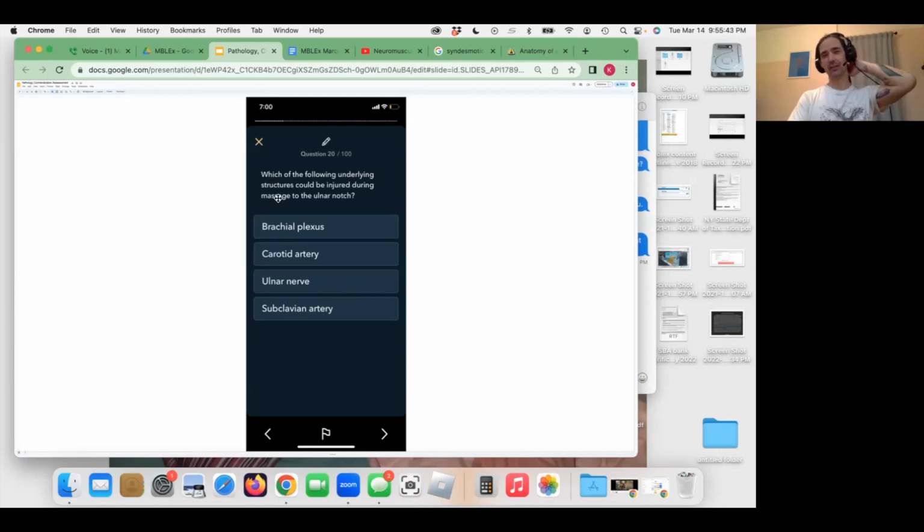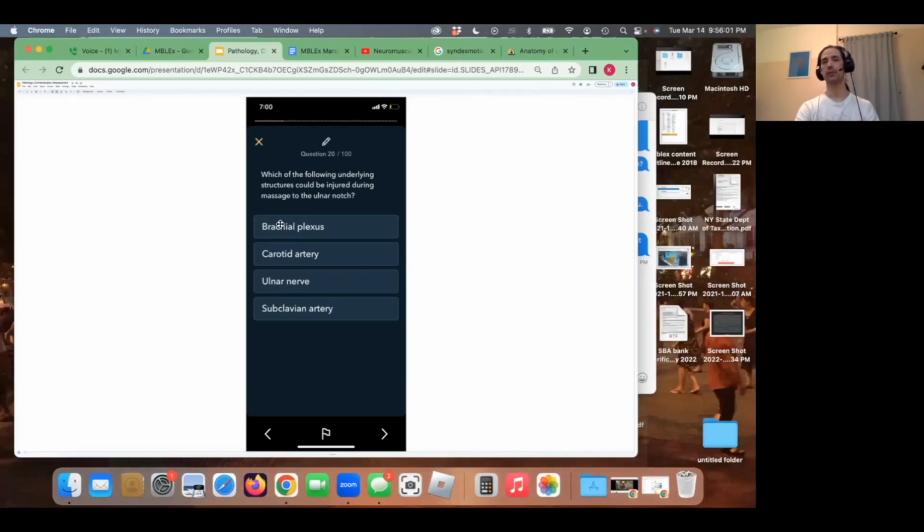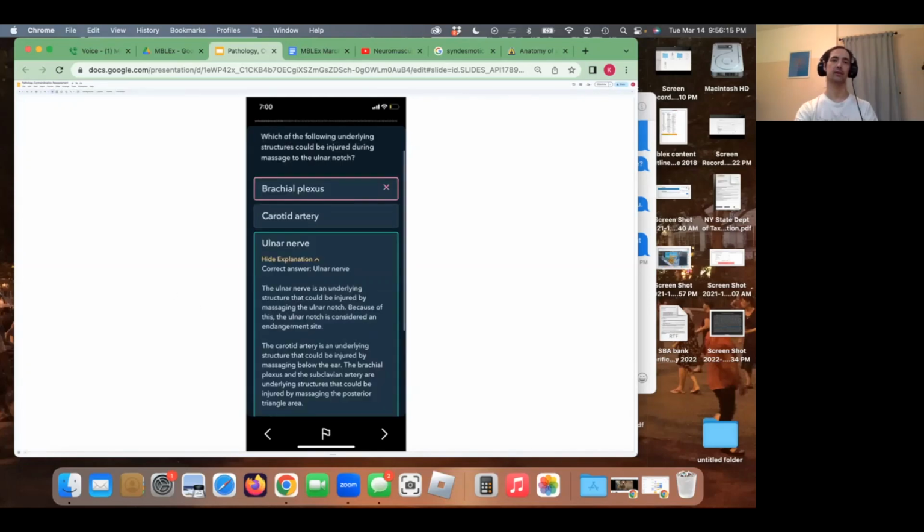Which of the following underlying structures could be injured during massage to the ulnar notch? The brachial plexus, the carotid artery, the ulnar nerve, or the subclavian artery? Brachial plexus is in the neck and upper, like the deltopectoral triangle area, so front of the chest. It's got to be the ulnar nerve, because the carotid artery is in the neck and the subclavian artery is around the clavicle. Ulnar nerve.